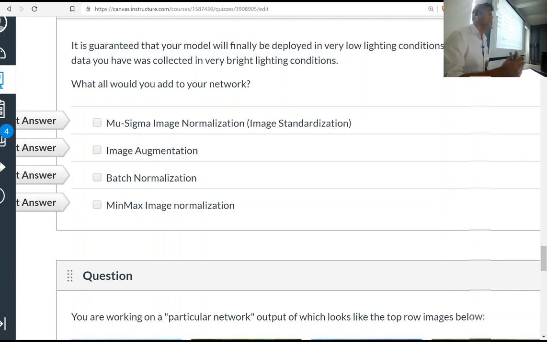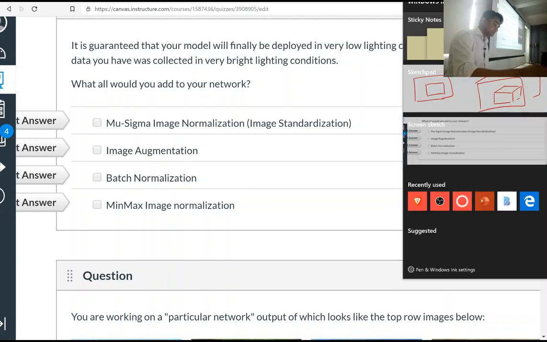Why do we need both min-max and mu sigma? Yeah, why do we need both min max and image standardization? Those are different kinds of normalization. We don't have to do both, right? Mu sigma is just for normalization, subtracting the mean and dividing by the variation. But min max is a different kind of normalization, so you can do either of them. What is min max? Subtracting the minimum and dividing by the difference of maximum and minimum, so the entire data falls in a specific range.